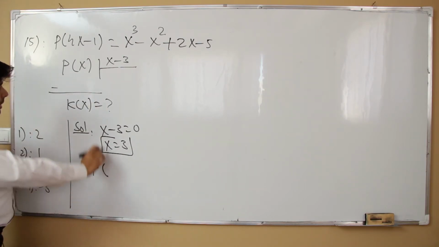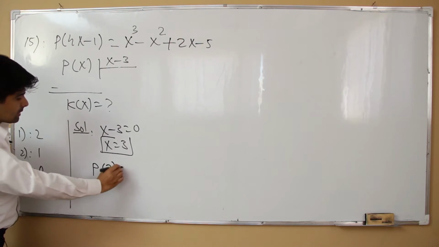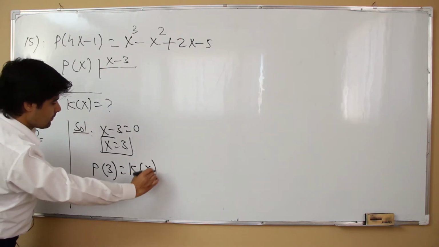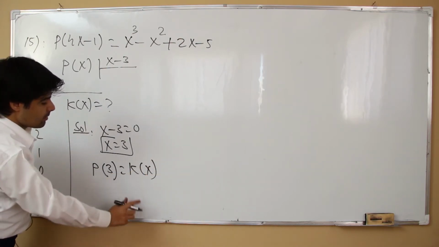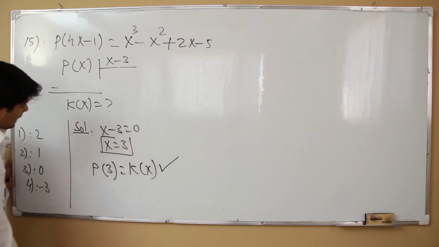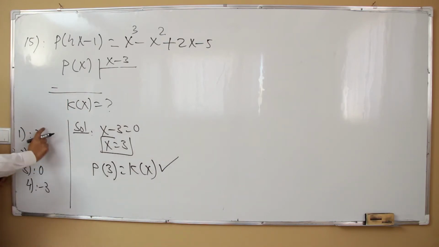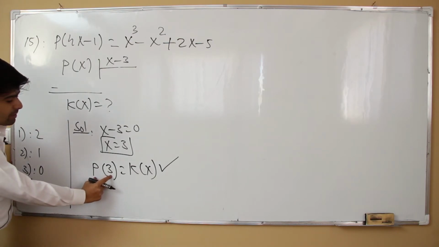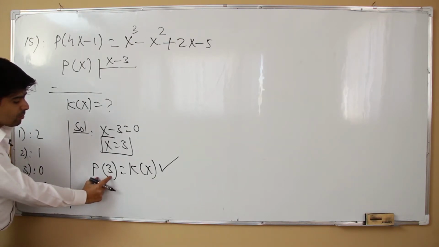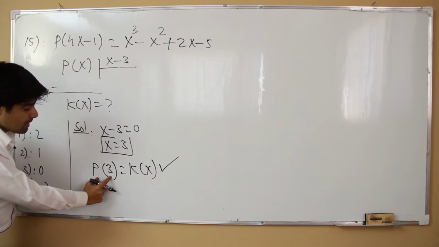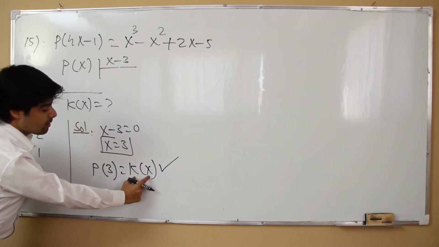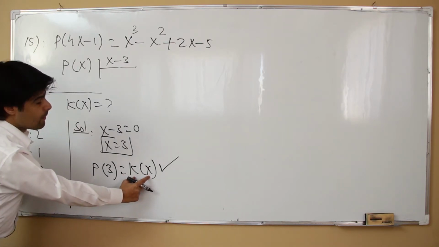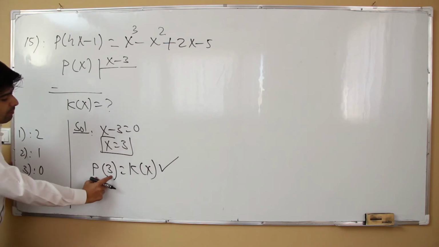So p instead of x 3. This is divisor. This is the remainder. But the answers are not p3. It is the constant number. Now you have to find p3. Whenever you found p3, that means that you find the what? The remainder. So where should I find the p3?